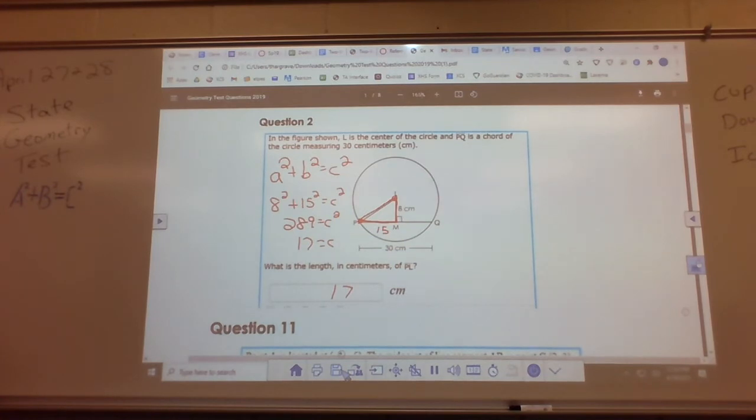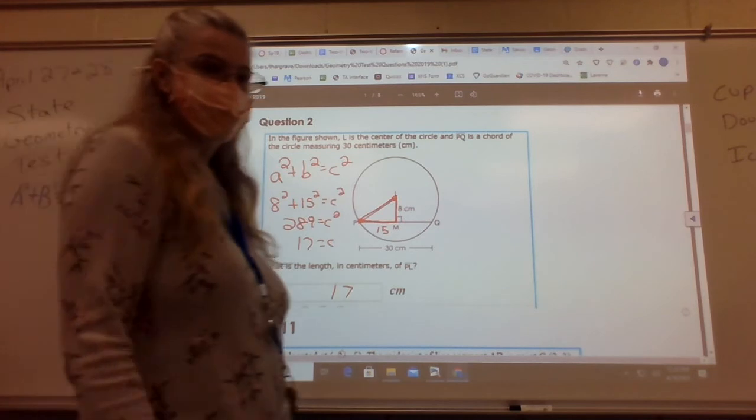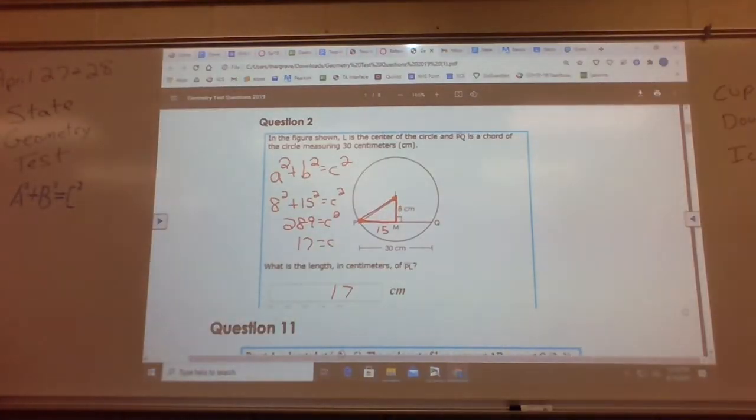So if you have a right triangle and they give you 2 of the 3 sides of the right triangle, you're going to use Pythagorean theorem. Now there's other right triangle questions. There could be trig questions. There could be special right triangle questions. You know to use this one if you have 2 of the 3 sides. Good old Pythagorean theorem. Next one.